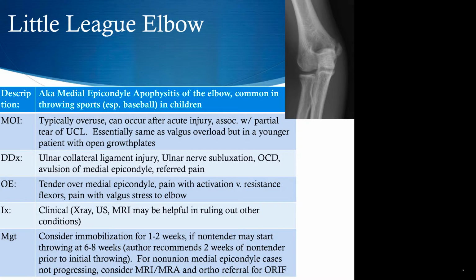If they're non-tender and they've progressed well, they may start throwing at 6 to 8 weeks. Typically we recommend 2 weeks of a non-tender medial epicondyle before initiating a throwing regime, and then it's a gradual progression back up to full. For non-union medial epicondyle cases, which are not progressing, so typically still tender at around the 6-week mark, consider MRI or MRA and ortho referral for an open reduction internal fixation of the medial epicondyle.